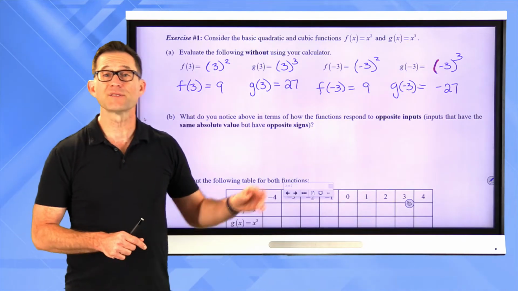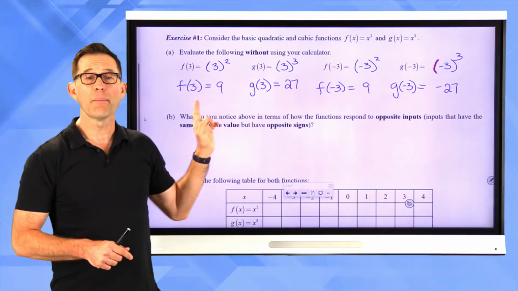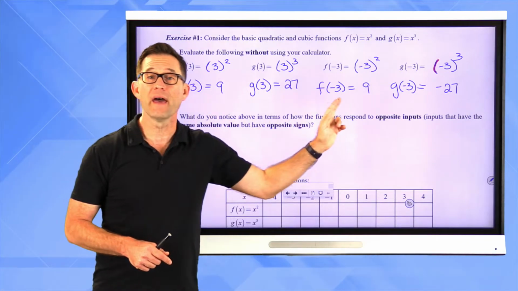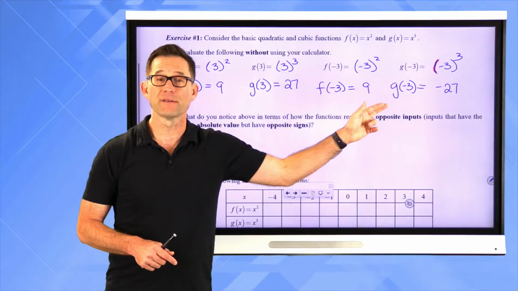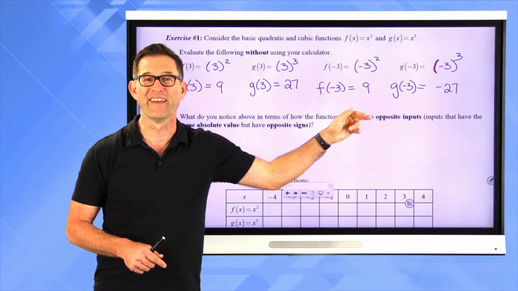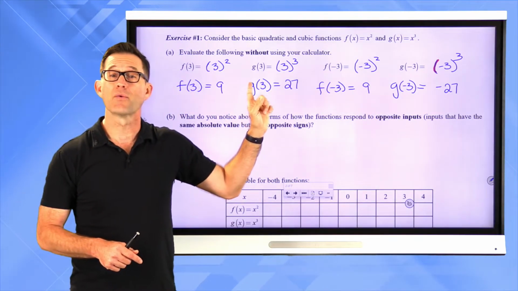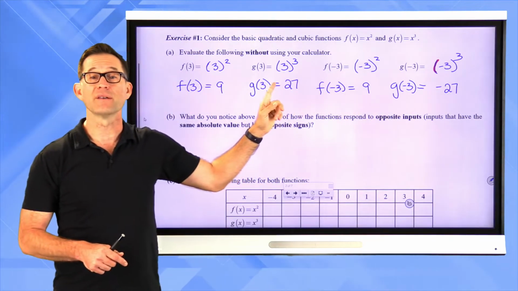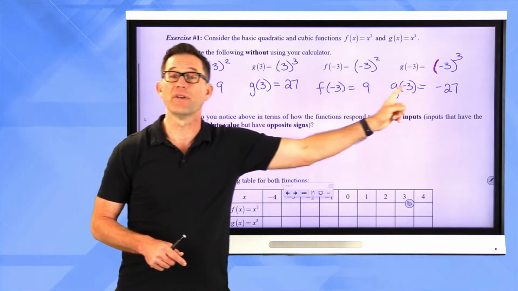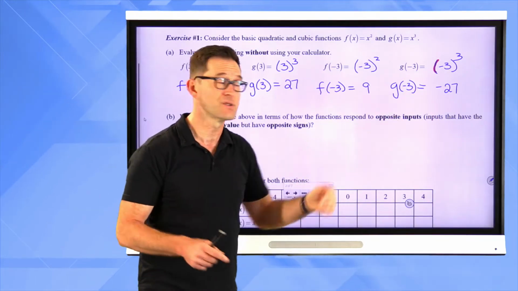Well, for f of x, which was x squared, opposite inputs of 3 and negative 3 resulted in equal outputs of 9 and positive 9. On the other hand, for g, opposite inputs of 3 and negative 3 ended up giving us opposite outputs of 27 and negative 27. So let's get that down.